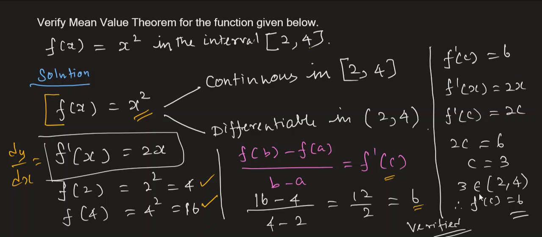Therefore 3 belongs to, it is an element of, the open interval 2, 4. Therefore f dash c is equal to 6. So the mean value theorem is proved or verified. Understand?